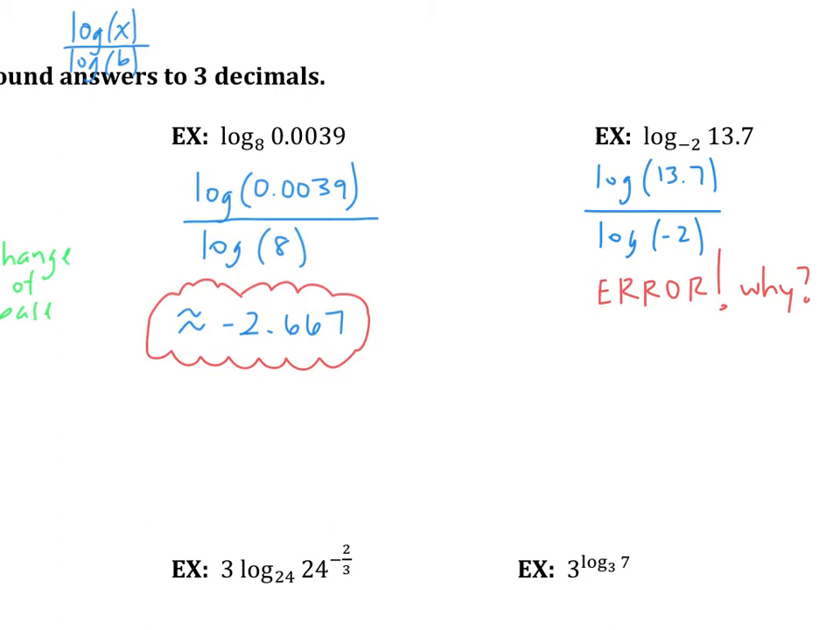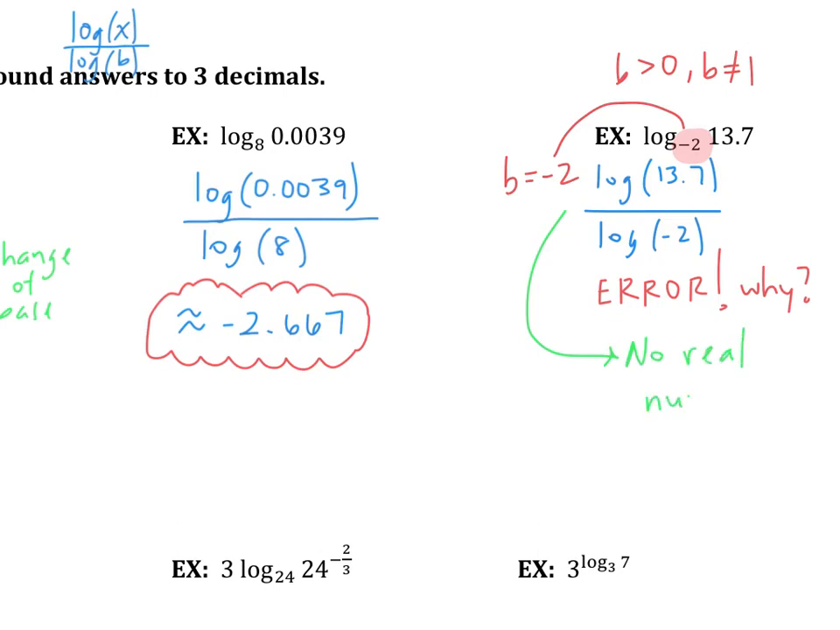Why? Well, remember the definition of a log. Our base must be greater than 0 and it can't equal 1. Well, in this case, our base equals -2, which doesn't meet the criteria here. So therefore, we could strictly jump straight to our answer of no real number.